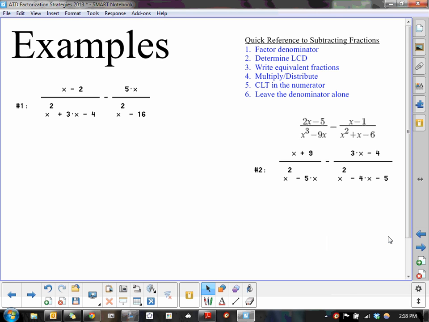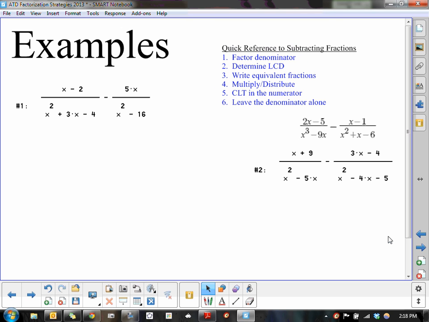So, here we go. Let's try some subtracting rational expressions. Our quick reference guide for subtraction really isn't any different. We're going to be doing the same things. Always factor denominator. After that, you want to determine your least common denominator, write equivalent fractions, multiply and distribute. This is where it gets a little bit different, because when you distribute, you're going to have to distribute a negative, so you got to be somewhat careful about that.